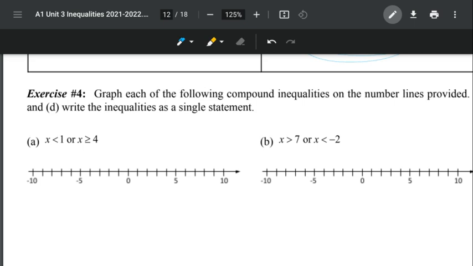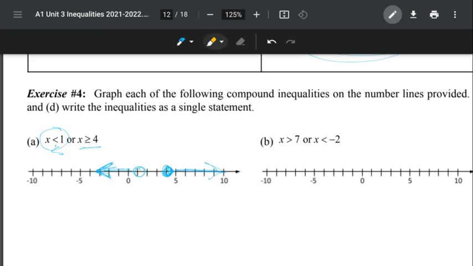Exercise 4 says graph each of the following compound inequalities on the number lines provided. And then for C and D, write the inequalities as a single statement. We'll get there. So we have x is less than 1. Open circle, and the arrow goes to the left. Now x is greater than or equal to 4. Dot, color it in because there's an equal to bar, and that arrow goes in that direction.